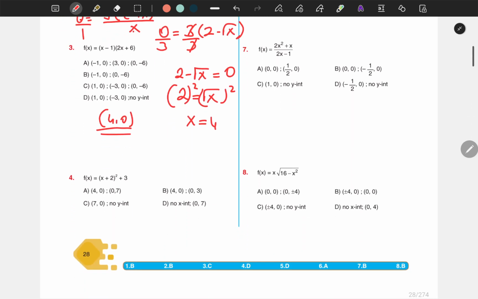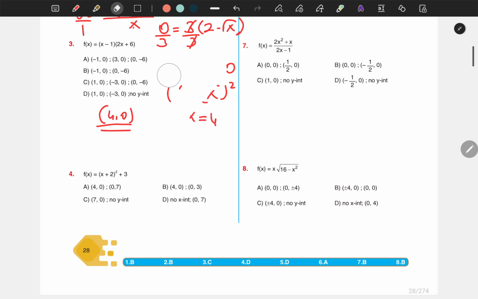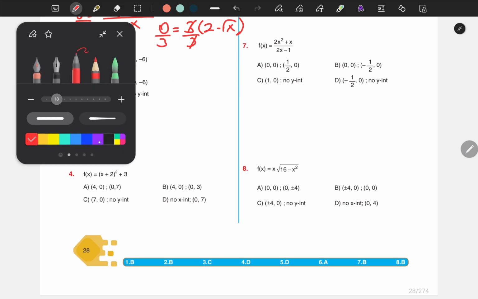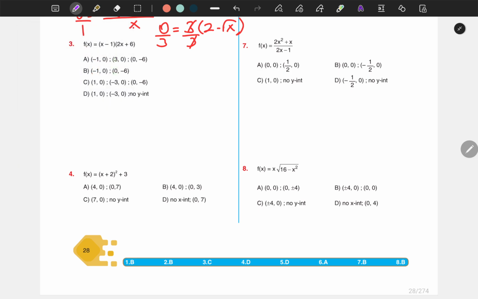Okay, next question, guys. Let me erase this part. Use a different color. Yes, guys. Next one. Well, the next one I have to go by option. Look, option C says that replacing x with 1 gives 0. Okay, let me replace 1. If I replace 1, 1 minus 1 is 0. Is 0 times anything 0? Yes. 1 and 0 it will be.